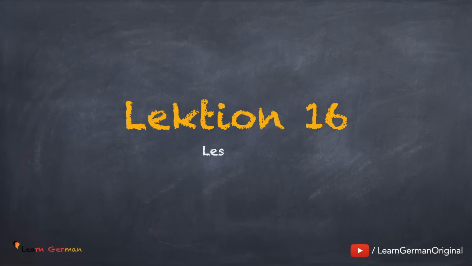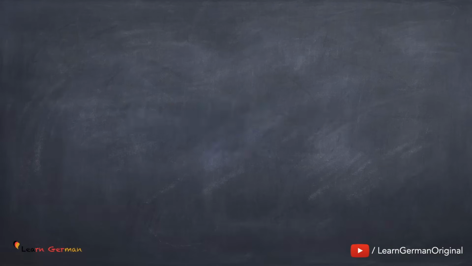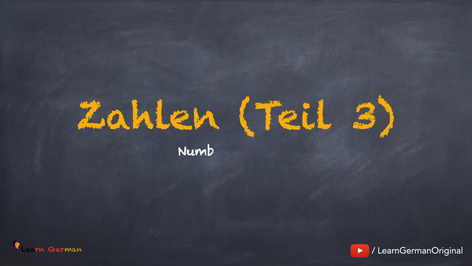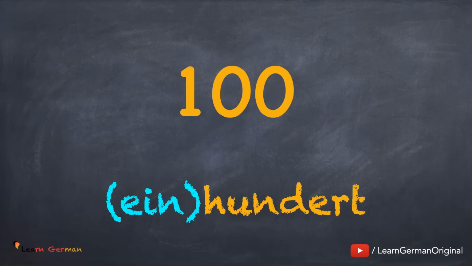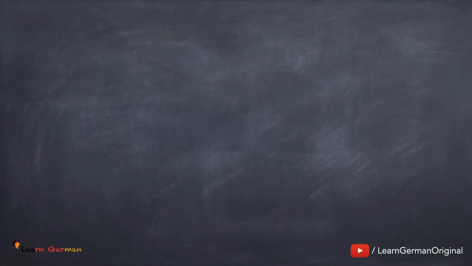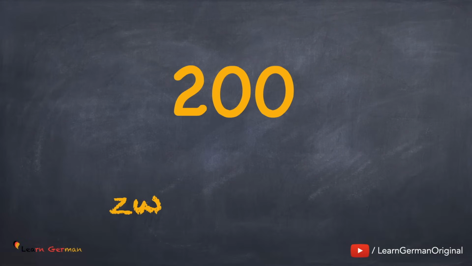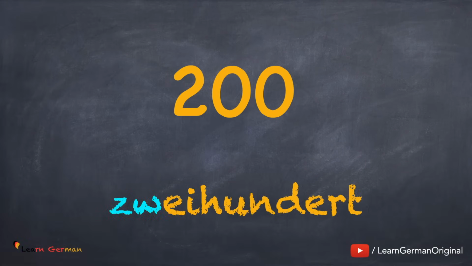So let's begin. Lektion 16. Zahlen Teil 3. Here's the first one. 100 oder 100. Noch einmal 100 oder 100. The counting in hundreds is very easy. The next one is 200.